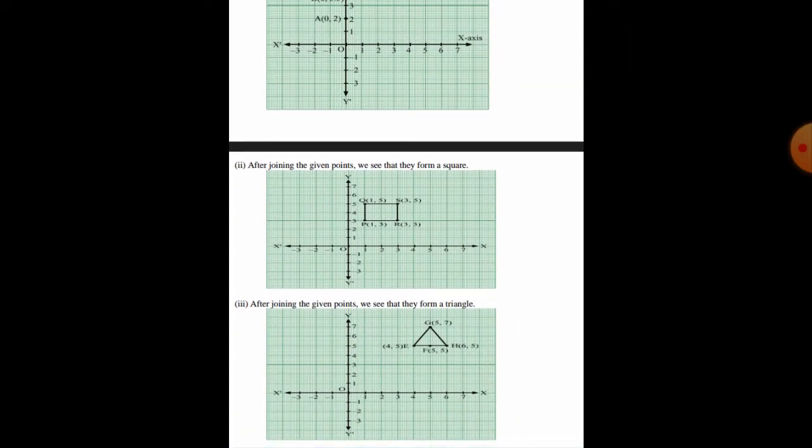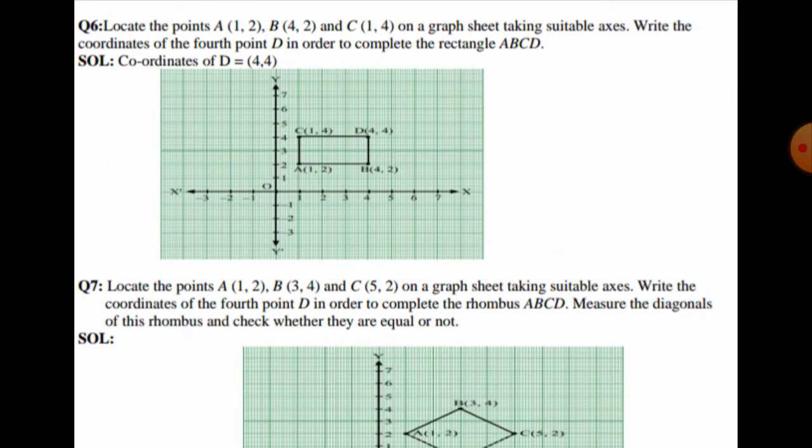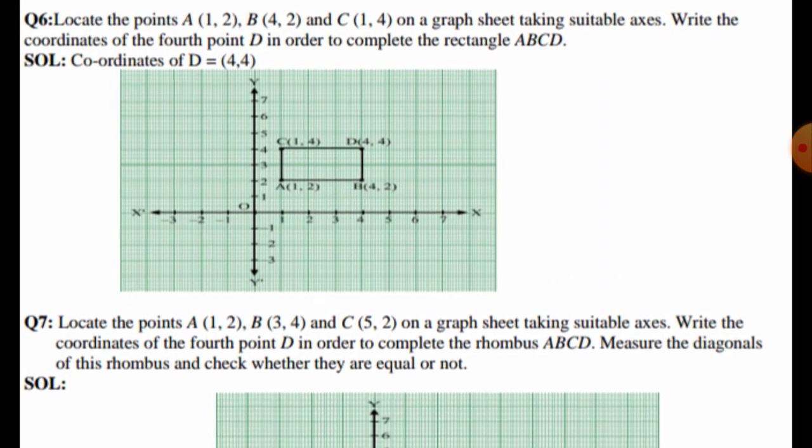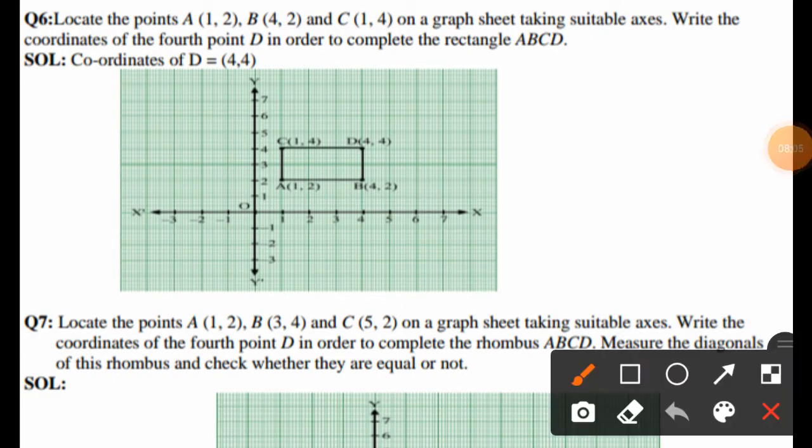Now the next part we have in question number 6. Now locate the points A, B and C on a graph sheet. Taking suitable axis, write the coordinates of the fourth point D in order to complete the rectangle ABCD. So here in the solution we have given that point D is 4 4. In this solution we can make all these points. First of all point A is 1 2. So point A will be 1 2. Similarly point B will be 4 2, point C is 1 4 and point D.